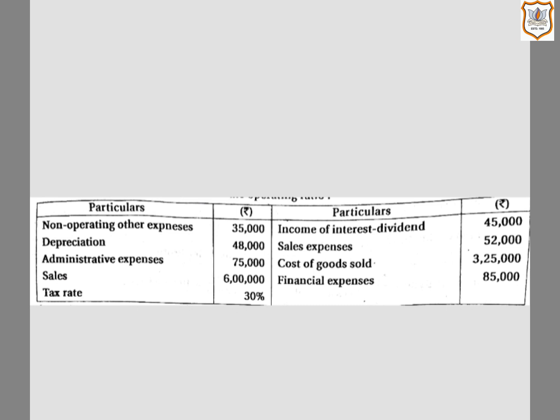Here we have to calculate net profit ratio from information of question number 5th. Here is the information. Here we are given non-operating other expenses, depreciation, administrative expenses, sales, tax rate is given, that is 30%. Income of interest and dividend, sales expenses, cost of goods sold, financial expenses. These many informations are given here, and from these informations we have to calculate net profit ratio.